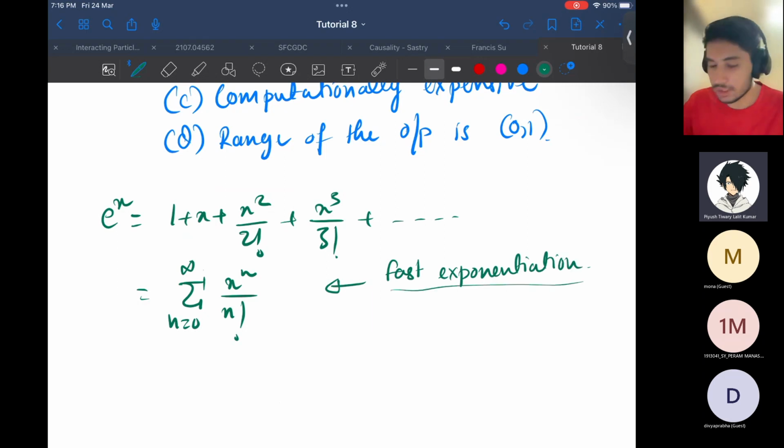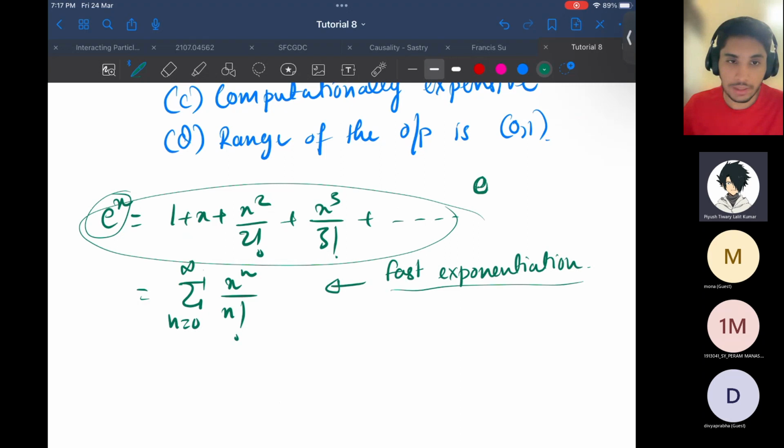So there is something called fast exponential that people use to calculate the exponential. I hope you will agree that e is like pi. Since pi is also irrational, it is an irrational number. Similarly, e is also an irrational number. To calculate e raised to something, you need to use this formula.